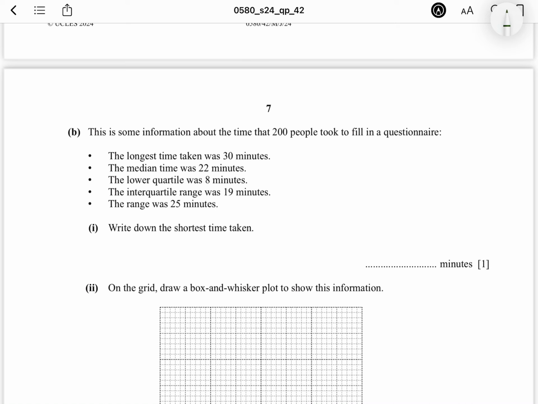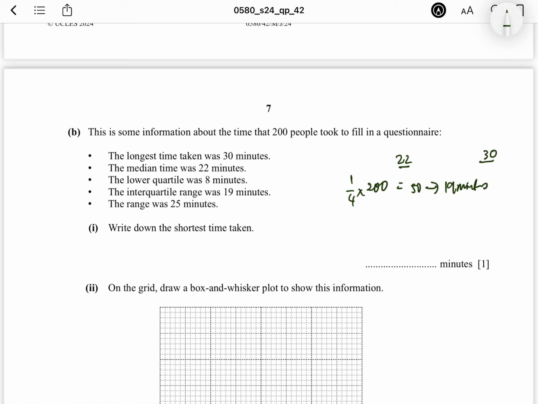Okay. The next one ni mesti boleh. Mesti boleh dapat jawab. The longest time taken was 30 minutes. Artinya di ujung sekali 30. Median was 22 minutes, artinya, good, Azra. Lower quartile was 8 minutes, artinya 1/4 times 200, which equals 50, is 19 minutes.